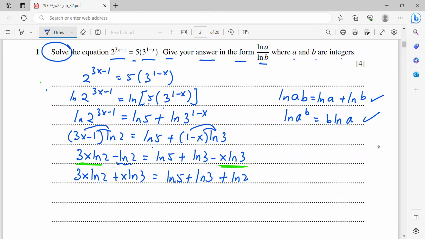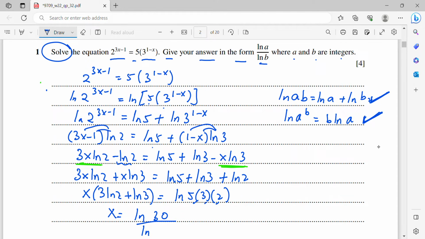Okay, so for the left hand side, the common term, which is the x, will be taken out. I will get x times (3 ln 2 plus ln 3) after you factorize the x. And for the right hand side, we may combine all the ln using the first formula. Therefore, I will be getting ln of 5 times 3 times 2. So from here to get the x, it will be ln of 5 times 2 is 10, 10 times 3, it will be 30, then divided by 3 ln 2, again I can use the formula ln A to the power B. So I will get ln 2 cubed plus ln 3.